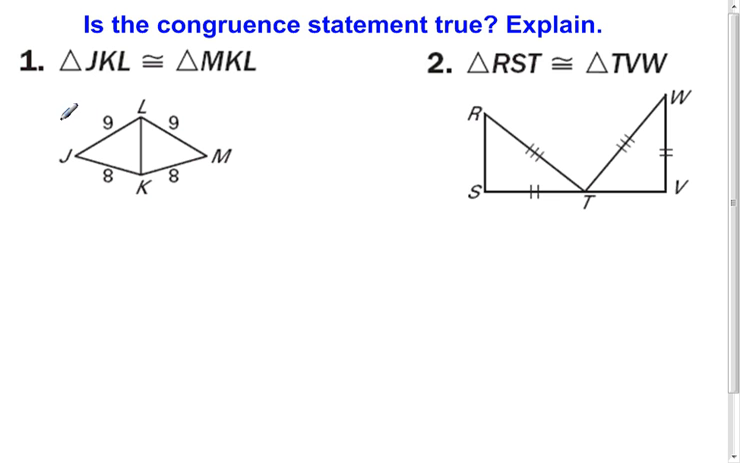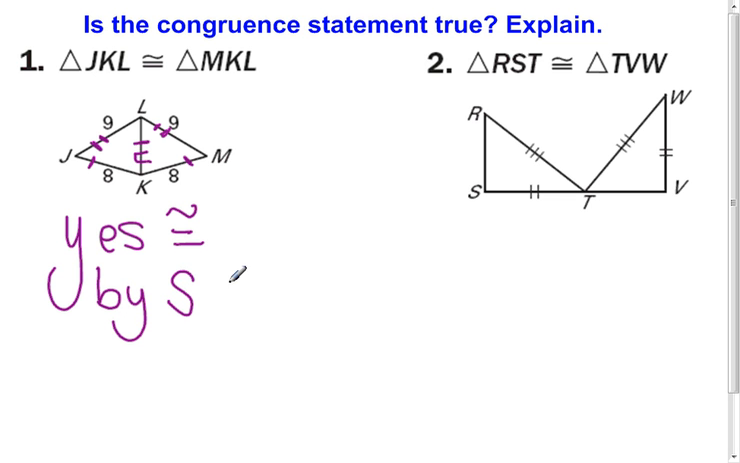In this triangle, is that true? Well, are all three sides the same? Well, this one's 8, so is this. This one's 9, and they both share this one. So yes, these are congruent by the side-side-side postulate. All three sides are the same.